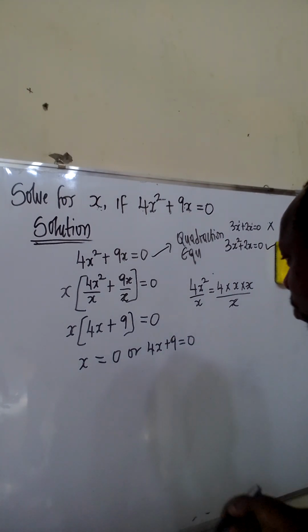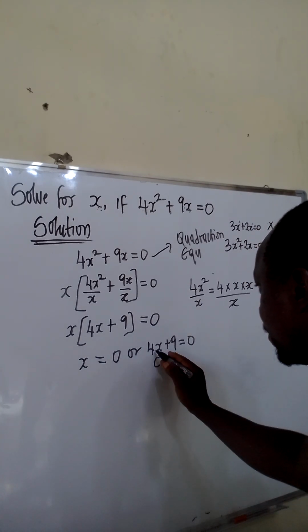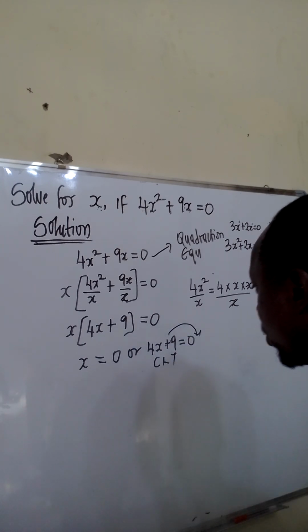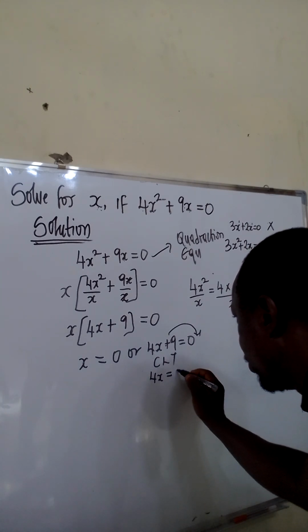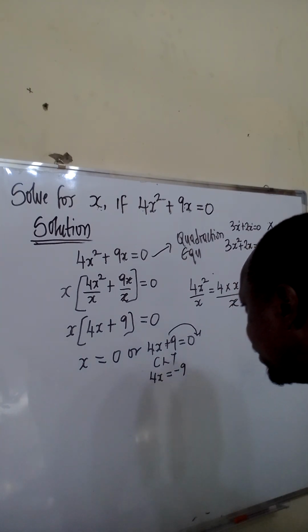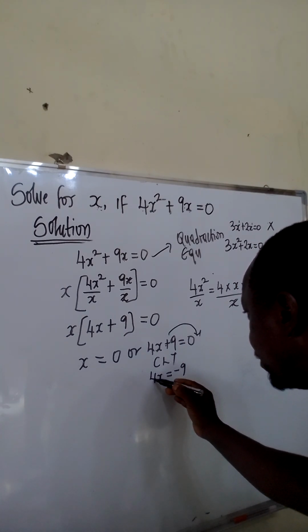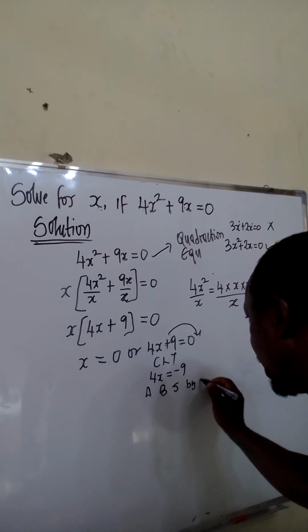Let's find the other value. 4x plus 9 equal to what? 0. The first thing to do is to collect like terms. 4x plus 9 equals 0. So it means plus 9 will move to this place to become minus 9. This will become 4x equal to minus what? 9. We are looking for x. The next thing to do is to divide both sides by 4.